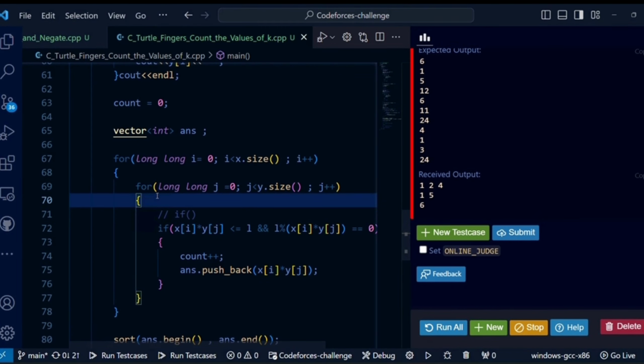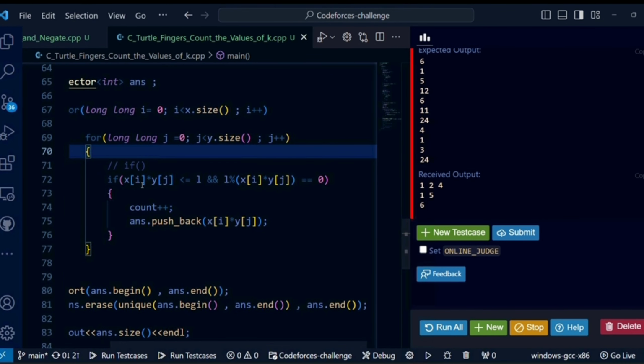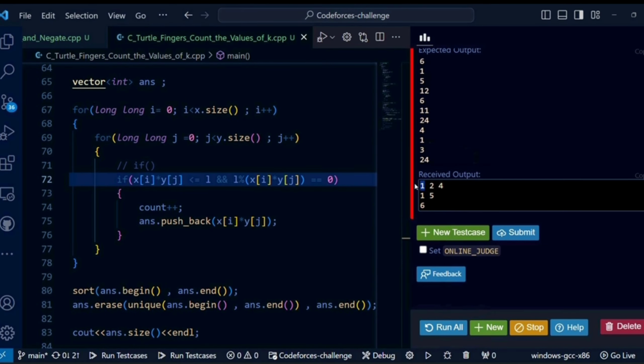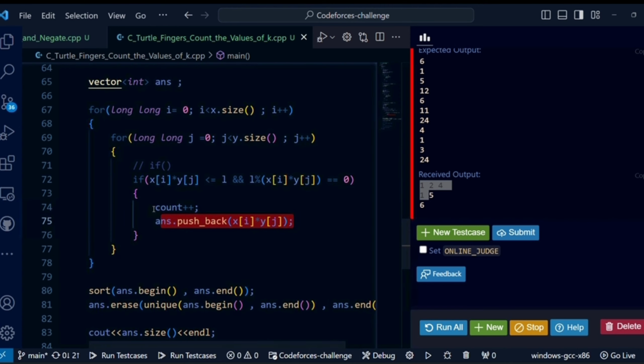Now what I'm doing is I'm checking by brute force. I'm checking two things here. First I'm checking if the product of x and y, means if the product of 1 and 1 multiplied by 1, is less than or equal to L or not, and if their modulo is equal to 0 or not. If they don't satisfy, I'm not going to push any value into this answer vector. If it satisfies, then I will push. So if it is satisfying both conditions, then I am pushing into this.